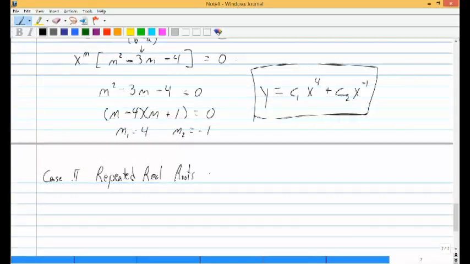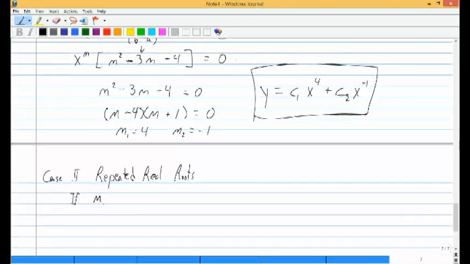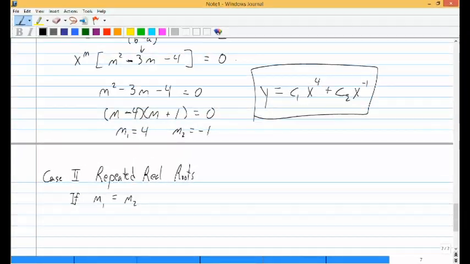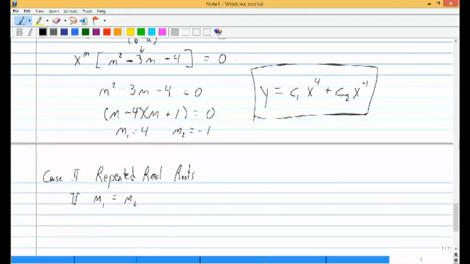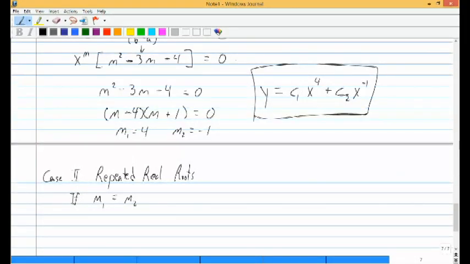All right, so with repeated real roots, that would mean m sub 1 equals m sub 2. So that would mean that the discriminant part of the quadratic formula was equal to 0, right? What was under the radical ended up being 0. Or you factored it and you got the same number.